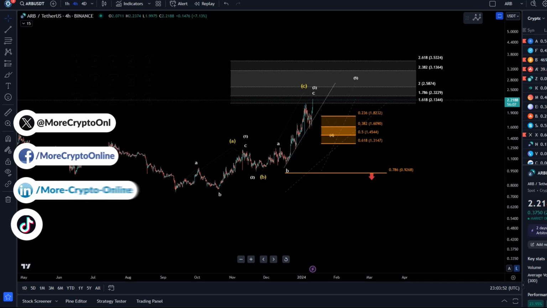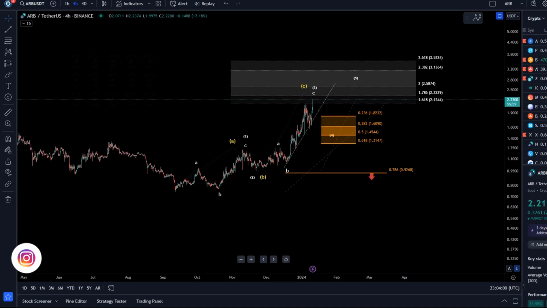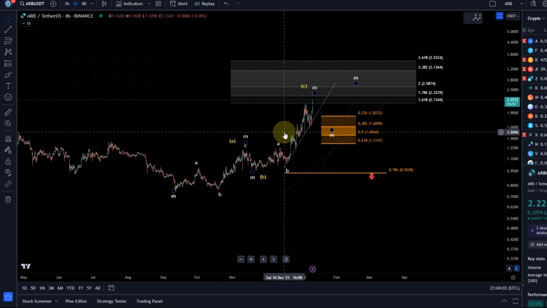So on the ARB chart, we've seen this further continuation to the upside. The support level I gave you in the last video did hold. But the dip that we've had in the last few days, I don't think this was wave 4 yet, even though the support was communicated for wave 4. I think we are still in wave 3 there in white on the chart.